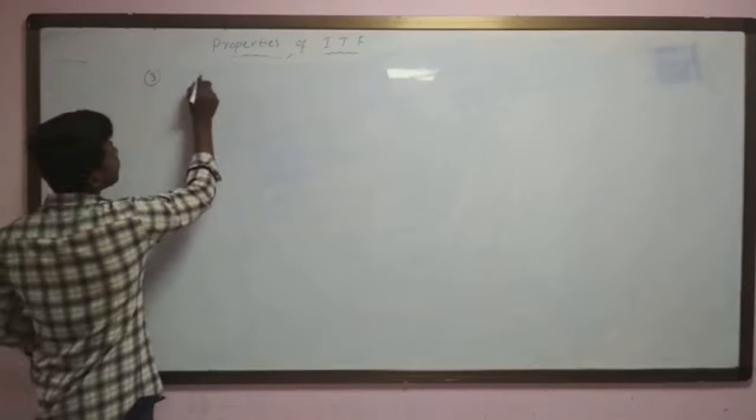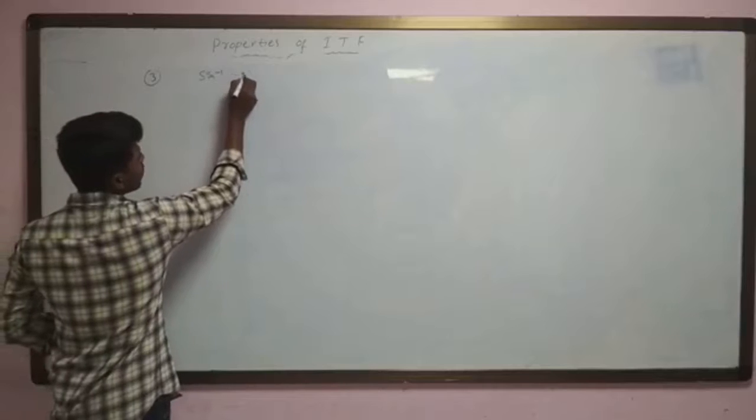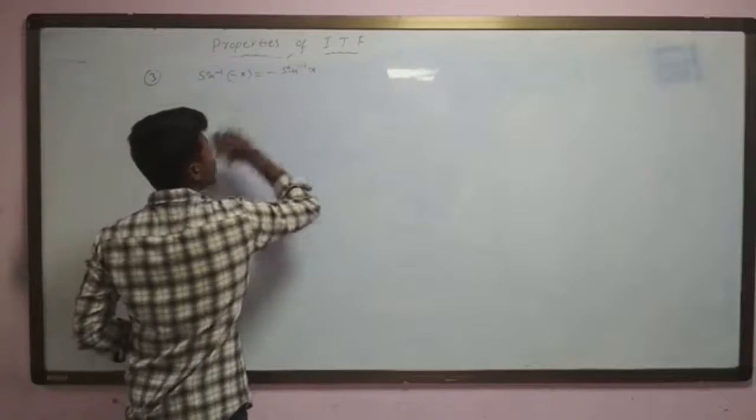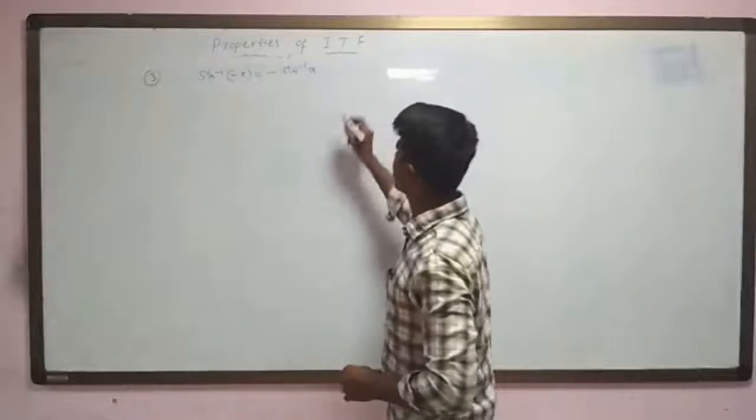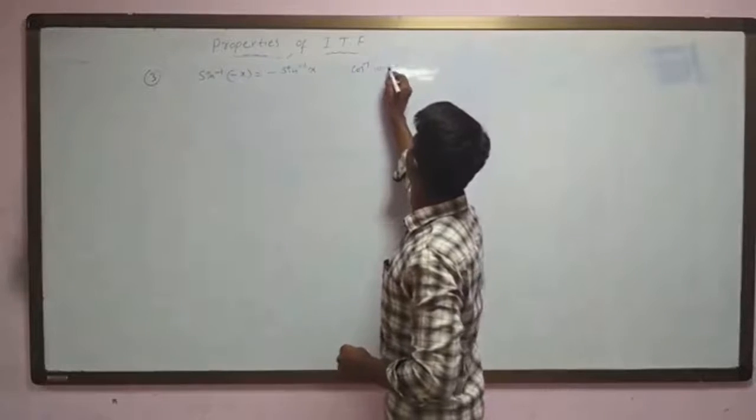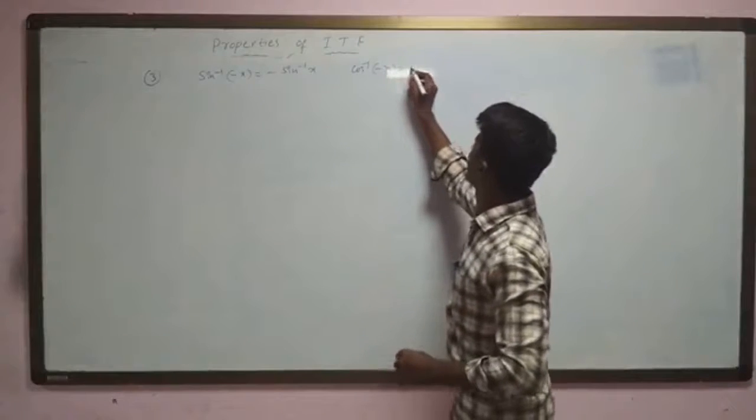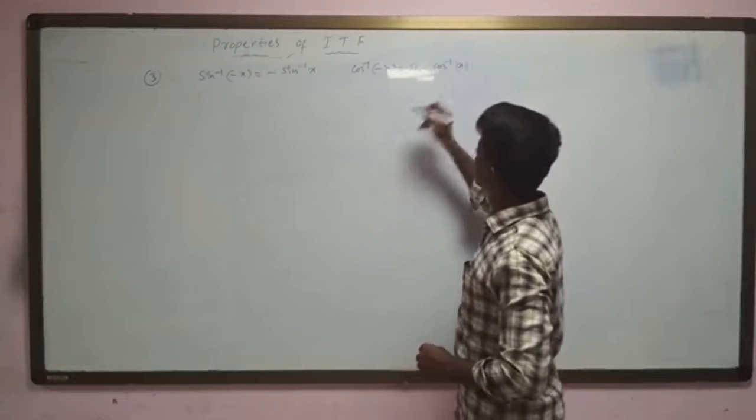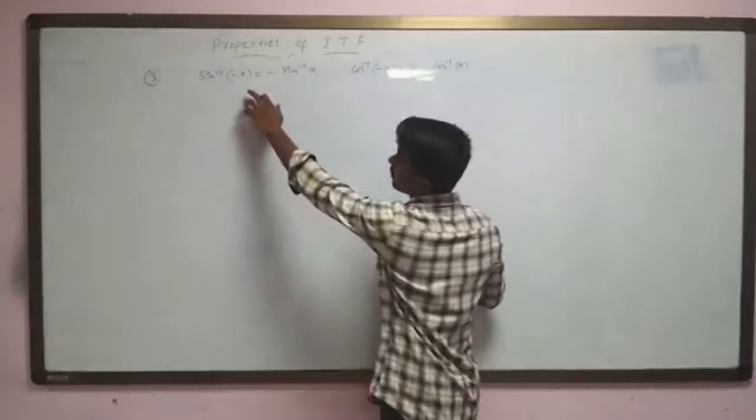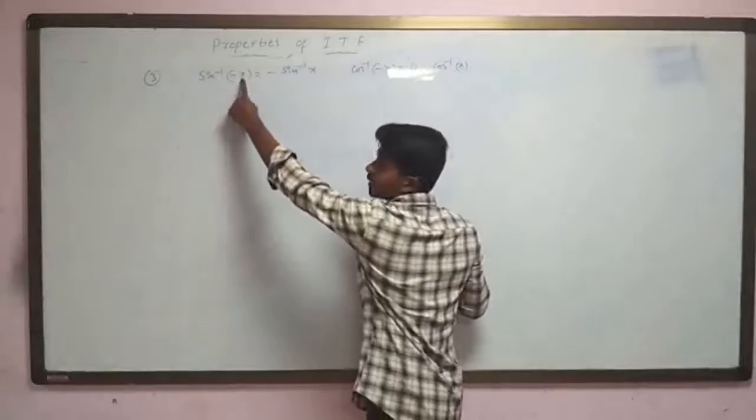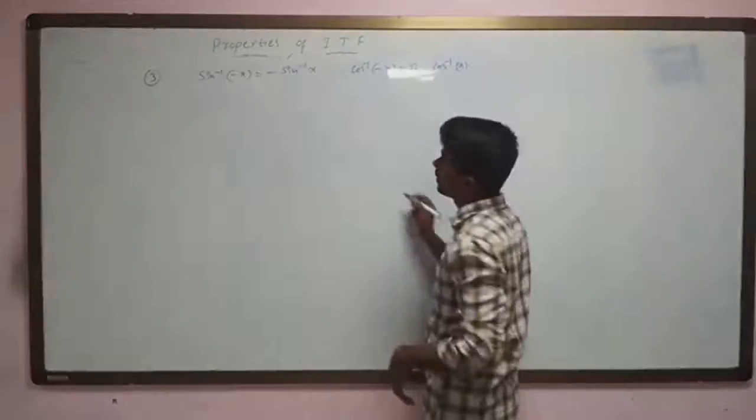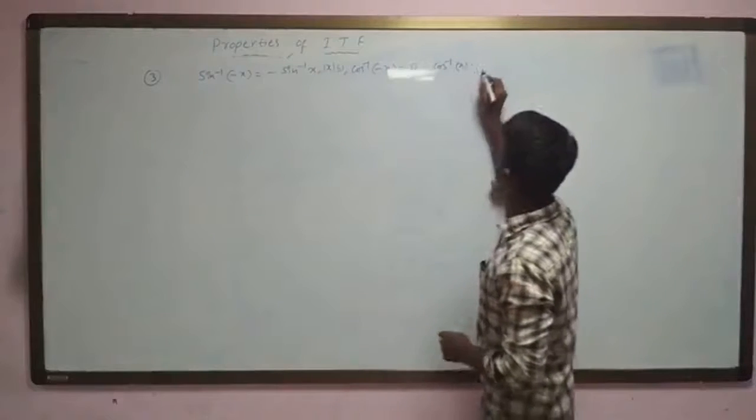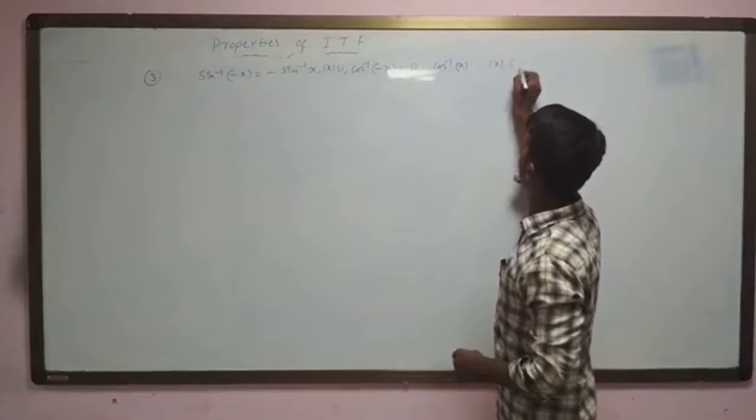Property number 3. Sin inverse of minus x is equal to minus sin inverse x. Cos inverse of minus x is equal to pi minus cos inverse x. See, all these are defined only in their particular domain, modulus of x less than or equal to 1.